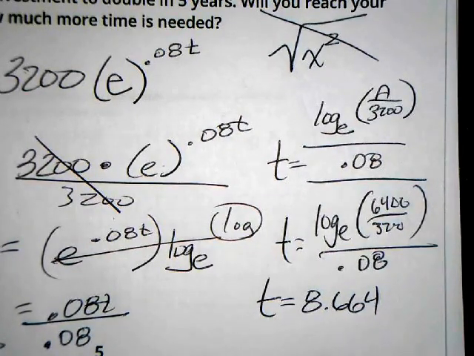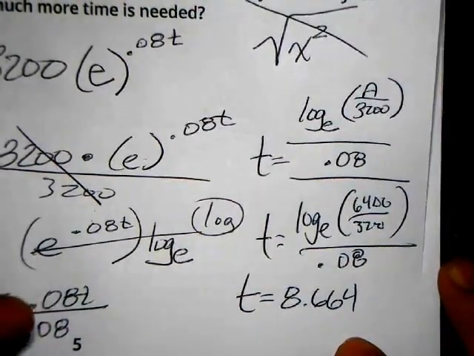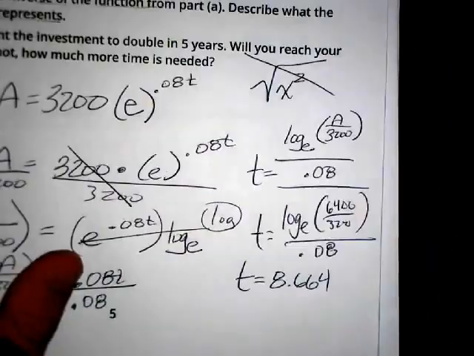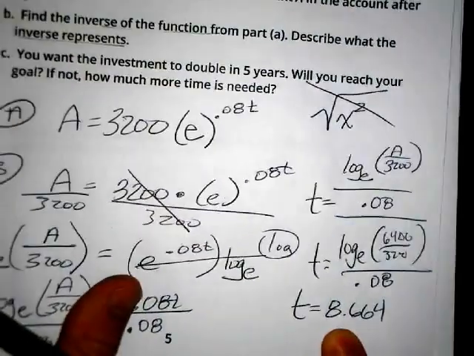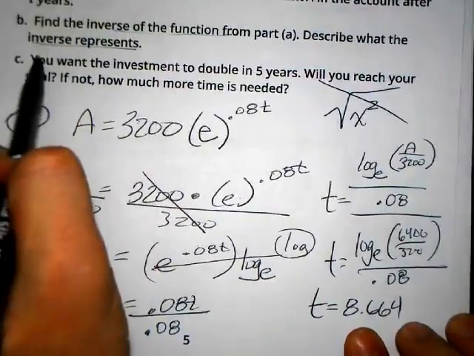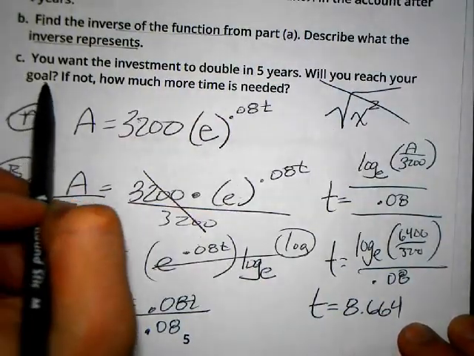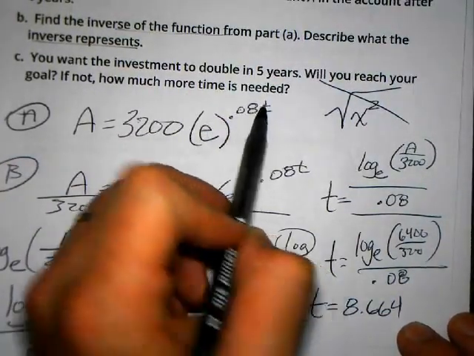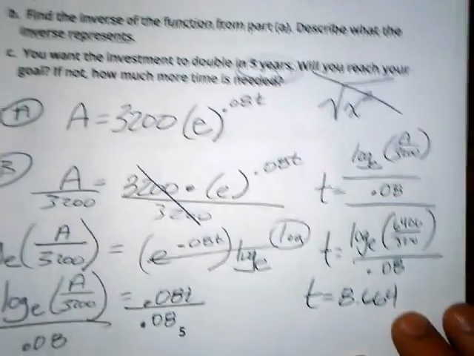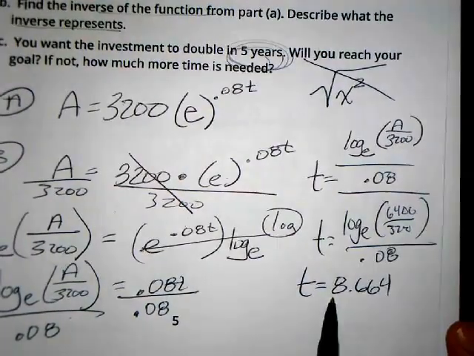Okay, we're all able to get to 8.66? Okay, so go back to your... Hopefully you've written that down. And now we need to interpret. Now that we have found an answer, we're looking at part C. It says, will you reach your goal? No. If not, how much more time is needed? We were planning on 5 years. Yeah, how many more years do you need?